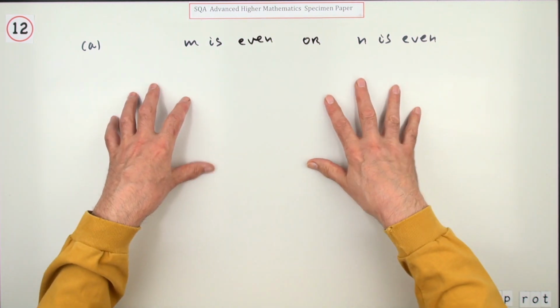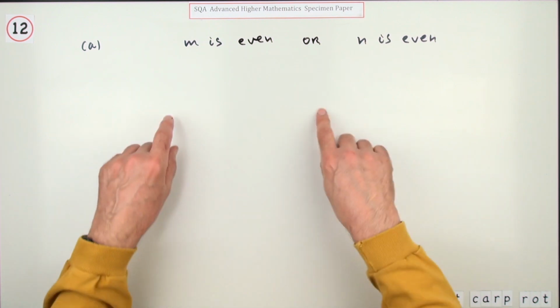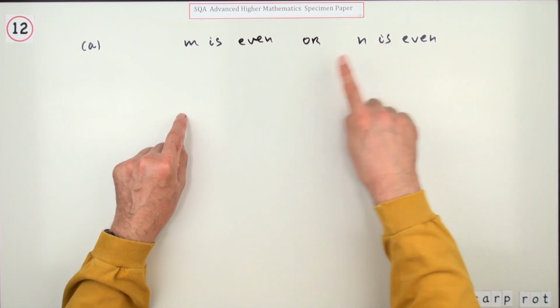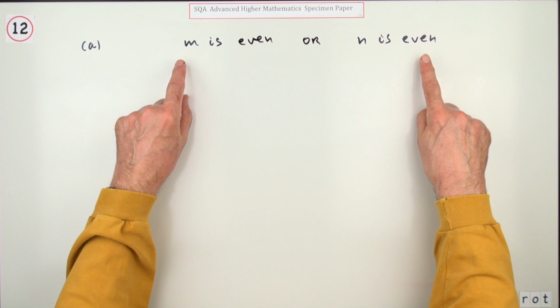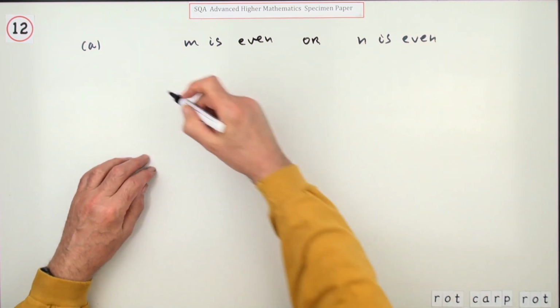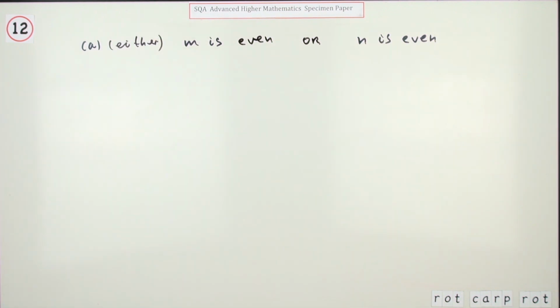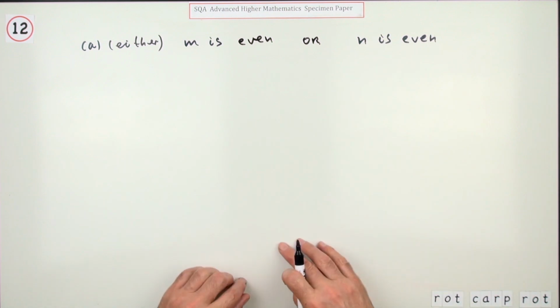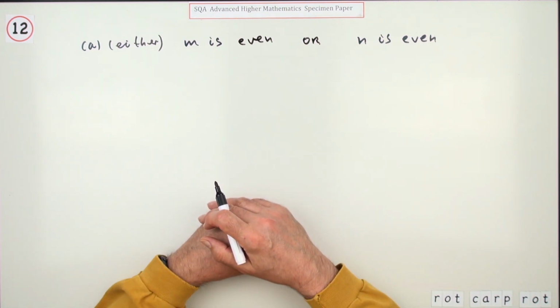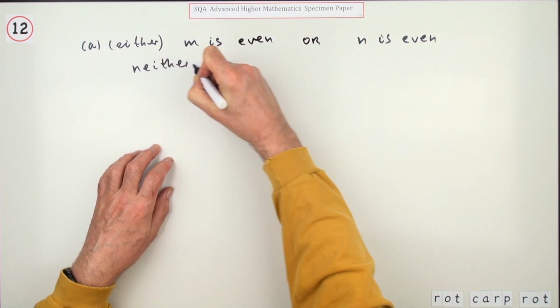Well, the negation simply means whatever you say, you reply, no it's not, and say the opposite. So, M is even or N is even. Notice that doesn't imply that they're both even. There's a sort of implied either in front of that. So the negation of that would be: no, it's not. Neither of them's even. So the negation would be neither nor.